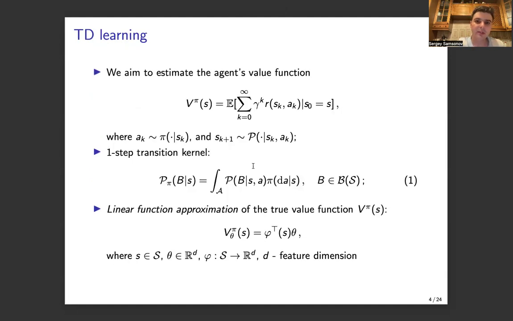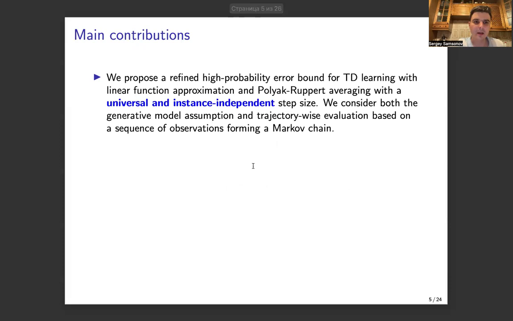And we aim to estimate the agent's value function, which is the discounted sum of the rewards collected by the agent if we assume that it follows some policy pi. We will consider TD learning in a setting of linear function approximation. That is, we will approximate the true value function v pi by its linear estimate with some fixed feature mapping phi. The main contributions of our paper are as follows.